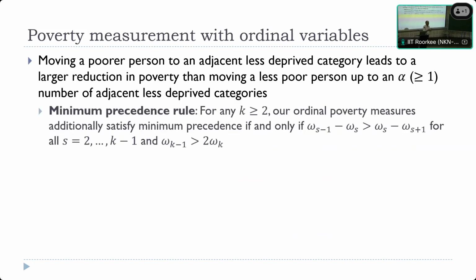Suppose you say, okay, I want minimum precedence, and that's fine. We do not require anything beyond minimum precedence. If you want to give priority to the poorest, that means moving the poorest one category versus moving the second poorest one category, you want a larger poverty reduction in the first case. If you want that, it will include the previous case as well. Then you need further restrictions on weights. Rank-based weights are not going to work. You need something stronger than rank-based weights. It turns out that the difference between subsequent category ranks has to be greater than the other. I will show you with an example how it works.